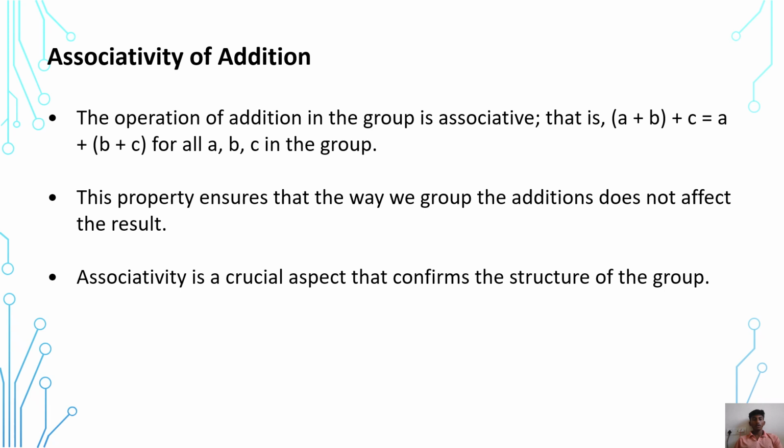Associativity of addition. The operation of addition in the group is associative, that is, (a plus b) plus c is equal to a plus (b plus c) for all a, b, c in the group. This property ensures that the way we group the additions does not affect the result. Associativity is a crucial property that confirms the structure of the group.